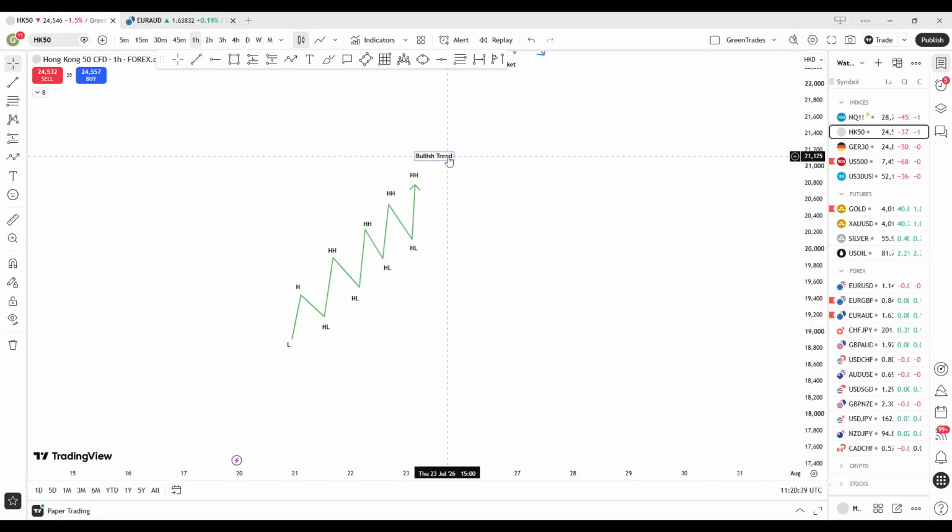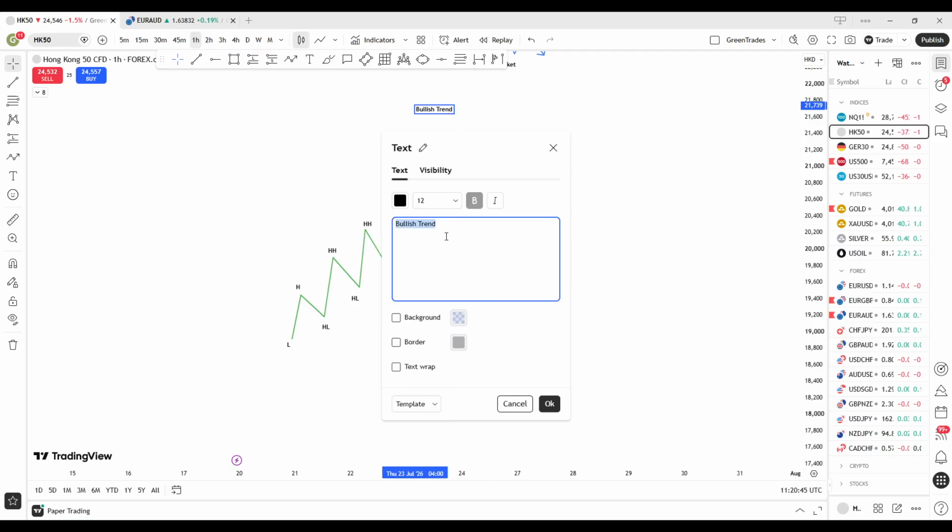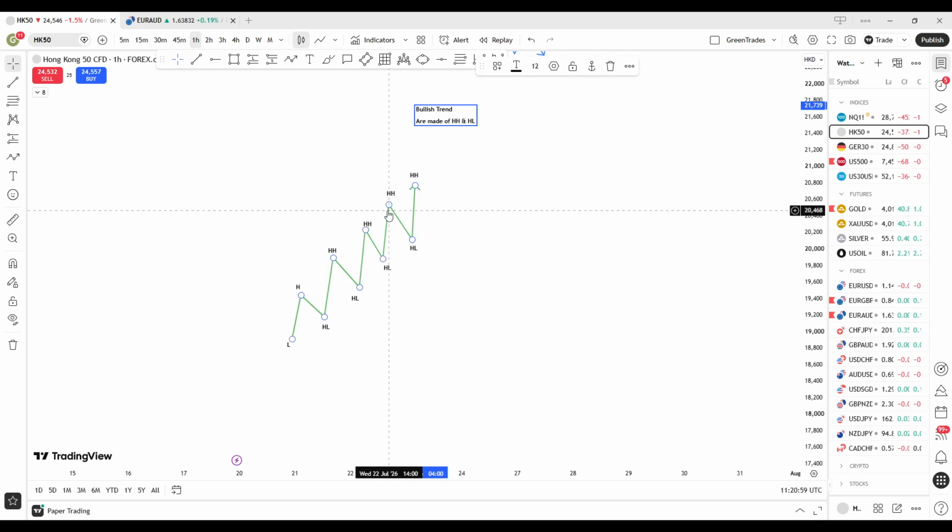So this is telling us that anytime anything is bullish, right? Bullish trends are made up of higher highs and higher lows. So anytime you're seeing higher highs and higher lows, you know that the market is trending bullish.